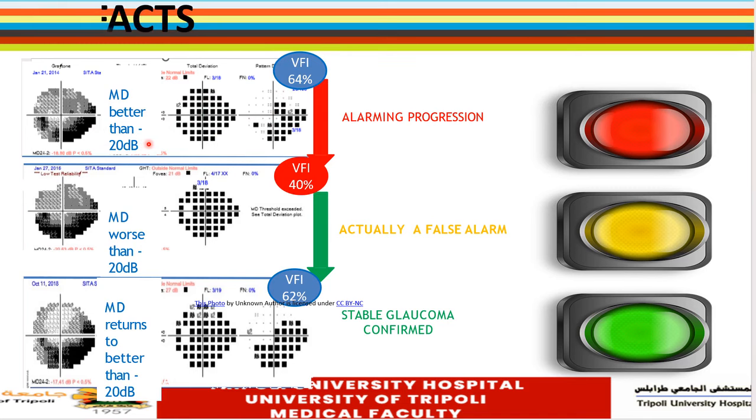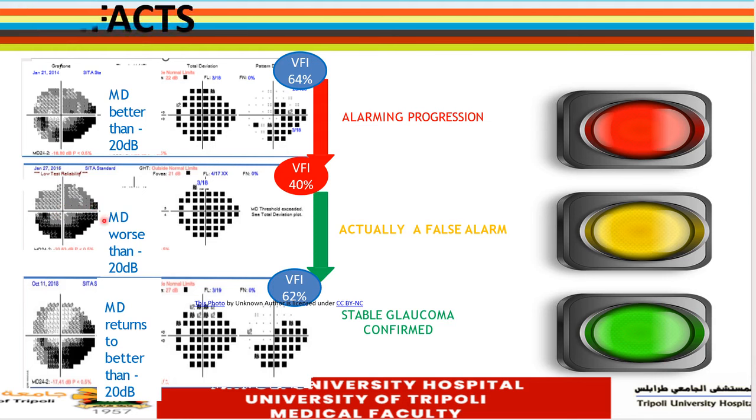In the next visit, I noticed that there is a marked drop in the visual field index to 40%, and also that no pattern deviation probability plot is generated here. This is because the mean deviation dropped below 20 decibels. The reason for that was that the test was not reliable because of high false negative results. So the test was not reliable.